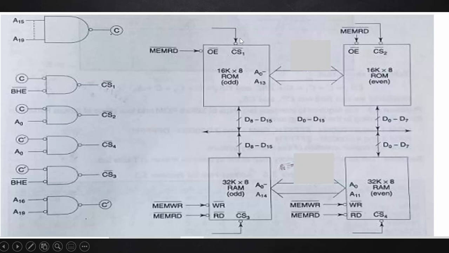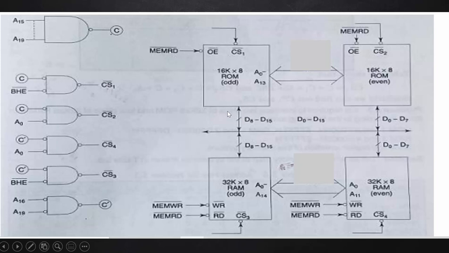And here CS1 is set using this particular output value with BHE bar. What is this BHE? Bus high enable. This is an active low signal, indicated by the overbar here. Bus high enable is used for activating the higher byte of 16 bits. We have already mentioned that the higher byte of 16 bits is present in the odd bank and the lower byte is present in the even bank.